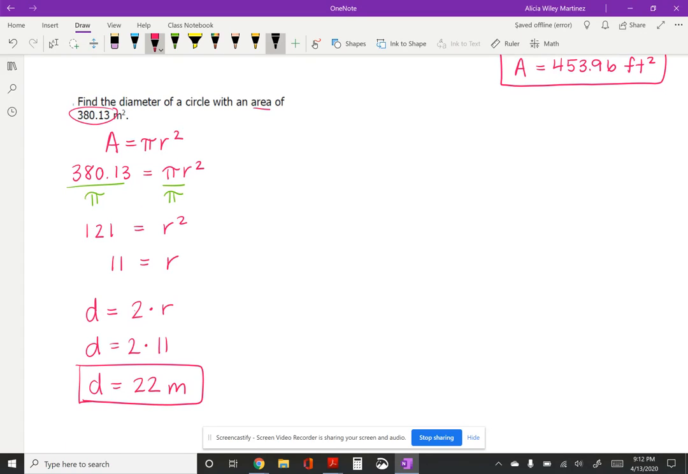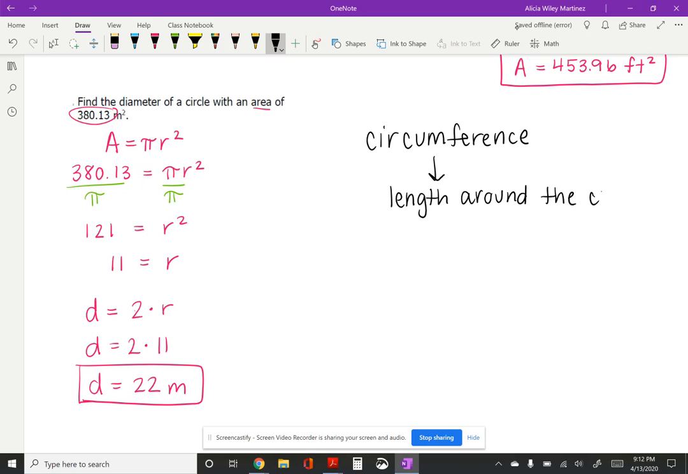Okay. Now I know I said I would talk about the circumference of a circle. So circumference of a circle is the length around the circle, sort of like perimeter. And there is a formula for this. I'm not going to necessarily go over any examples, but I will go over what the formula is.